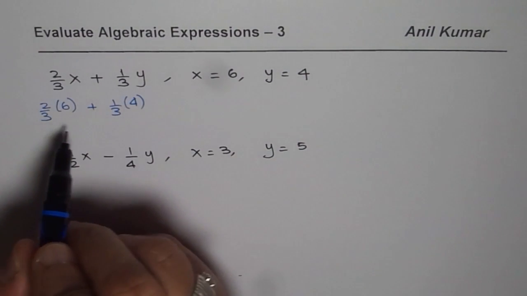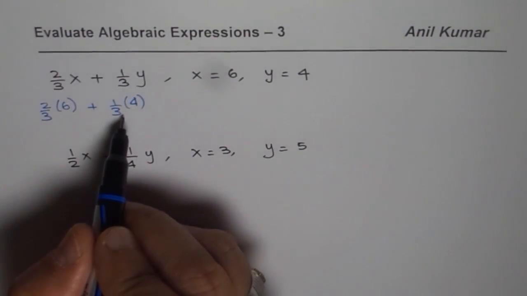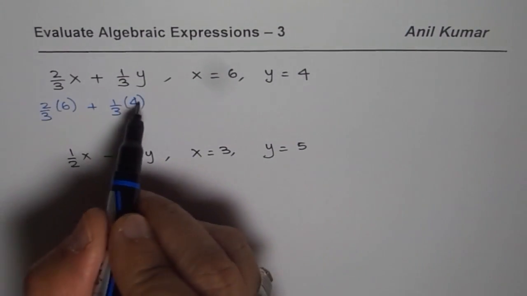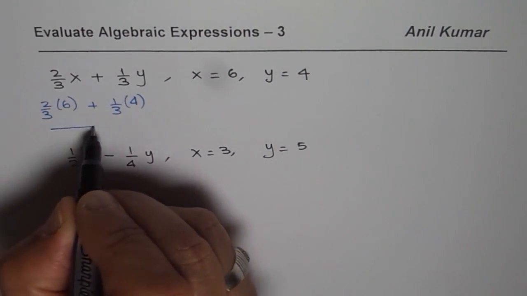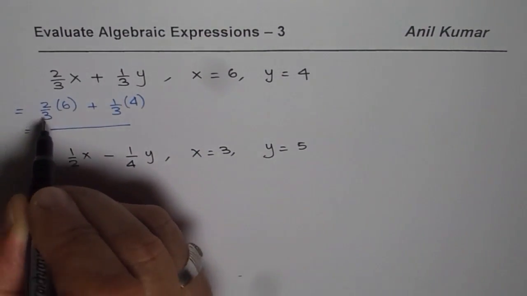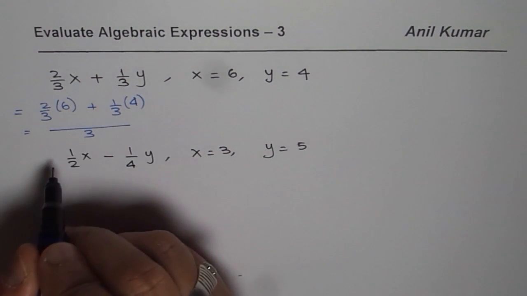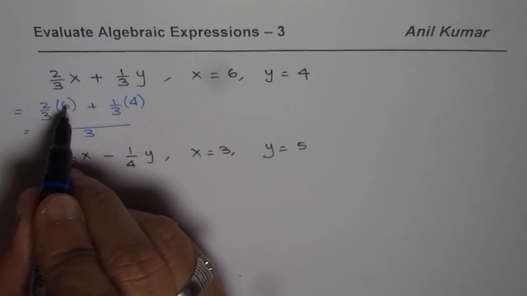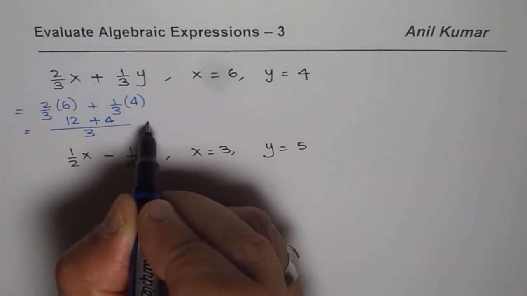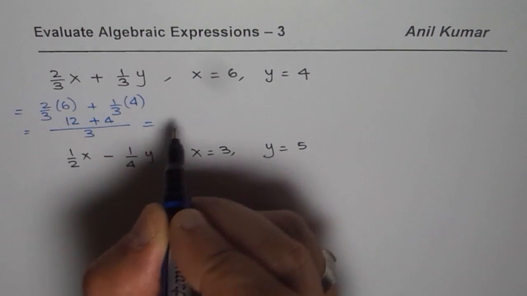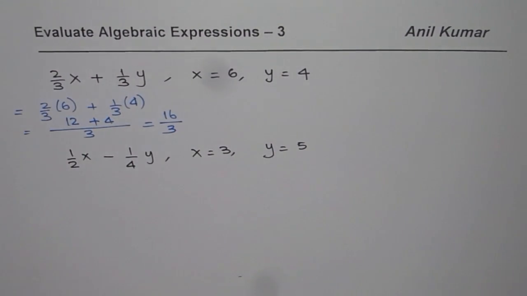As you can see, we already have a common denominator. In such cases, first we should add the numerators and then simplify. So we have a common denominator, 3. I'm writing 3 as my common denominator, and the numerator is 6 times 2 as 12 plus 4. So what I get here is 12 plus 4 as 16 divided by 3. So that is my solution.